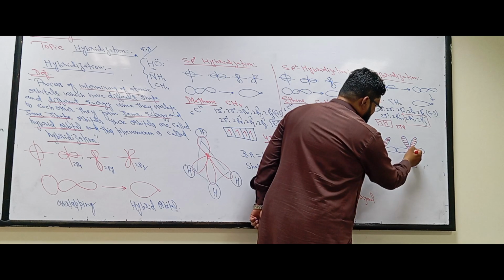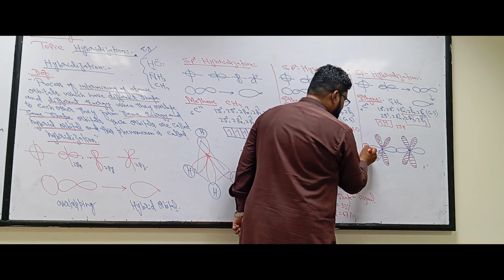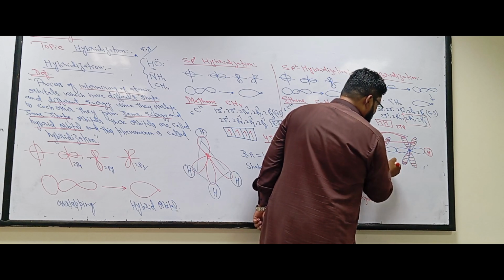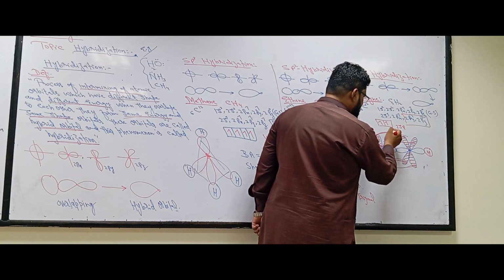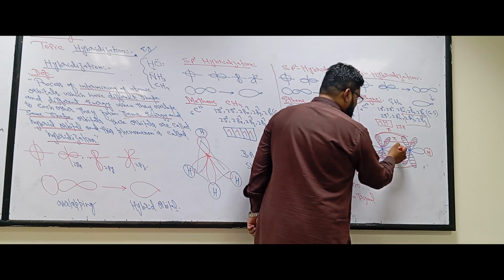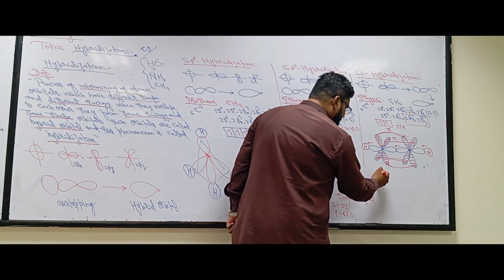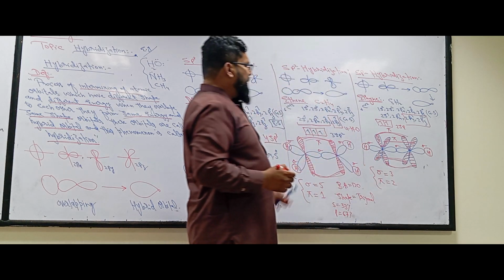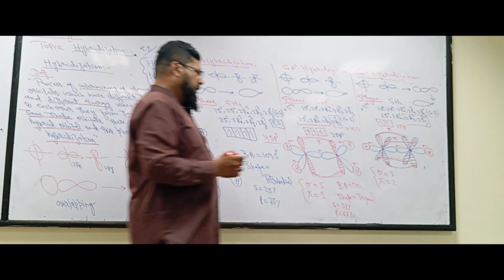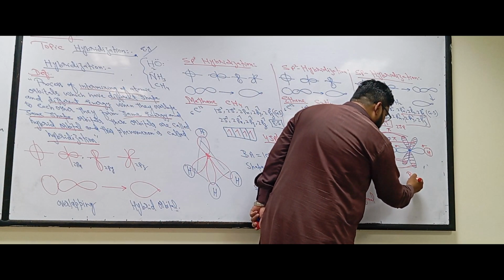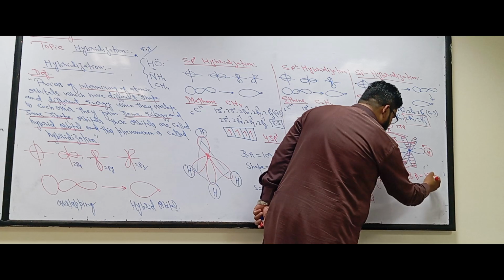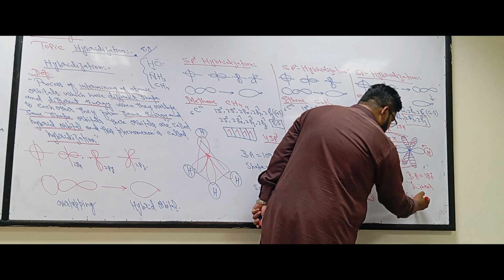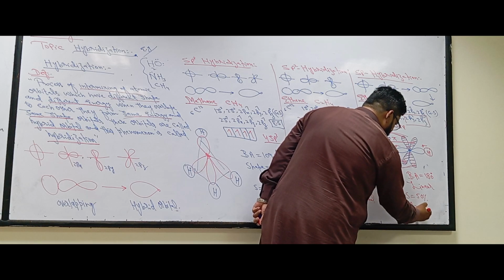Now we know that head-to-head overlapping forms a sigma bond, and side-by-side overlapping forms a pi bond. How many sigma and how many pi bonds are present in the structure of ethine? There are 3 sigma bonds and 2 pi bonds present in the structure of ethine. The bond angle is 180 degrees, the shape is linear, the s character is 50% and the p character is also 50%.